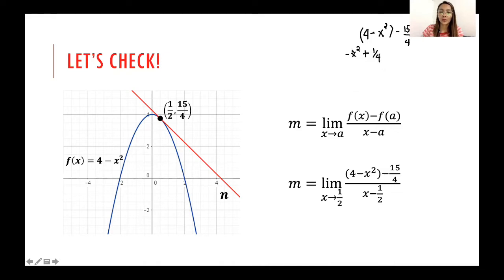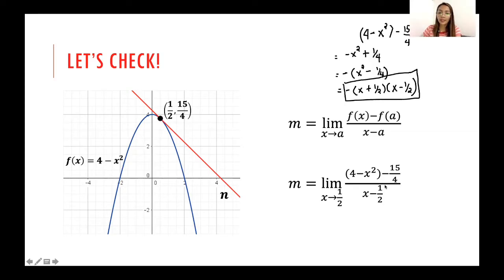Okay, so ito si negative, since negative yung x squared natin, i-factor out natin si -1. So, ilabas natin si -1. So, it will become negative times x squared minus 1/4. Okay? So, we can factor this, x squared minus 1/4. So, it will become negative x plus 1/2 times x minus 1/2. Okay, so yan.